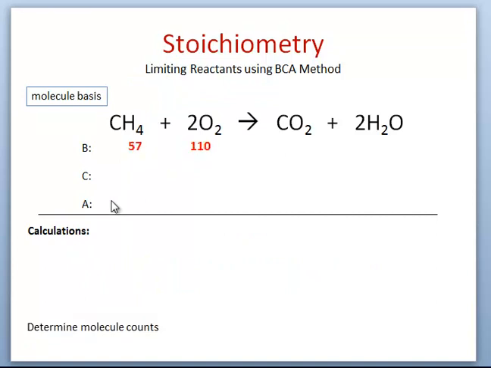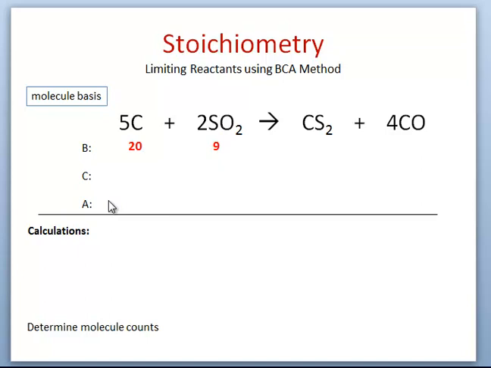In fact, for brevity, I'm going to skip ahead. Let me do this one. All right, so here's a real chemical reaction. I think you've seen this in class. And let's say we're given 20 atoms of carbon, 9 molecules of sulfur dioxide. Which one is limiting? Okay, so again, start with the first reactant. We have 20 atoms of carbon. How many molecules of sulfur dioxide would we need?